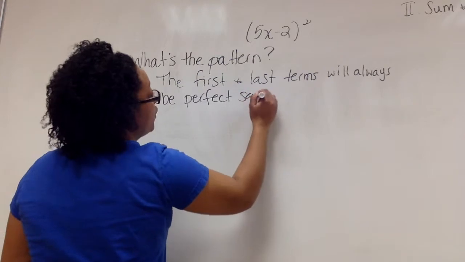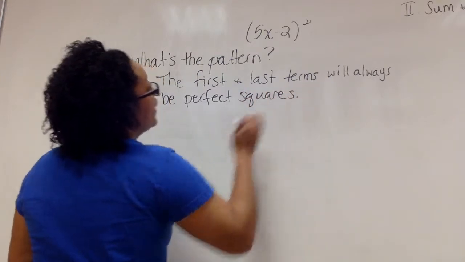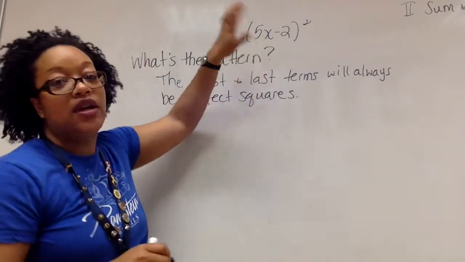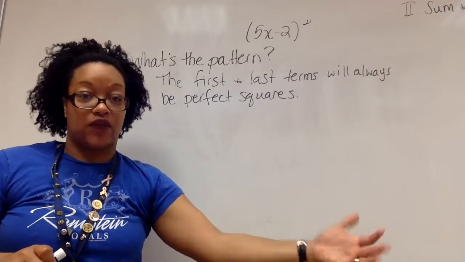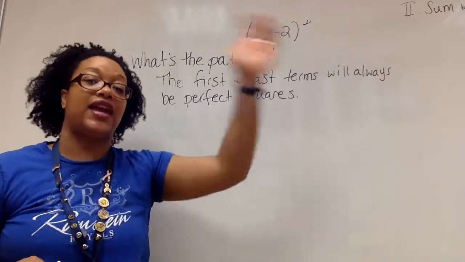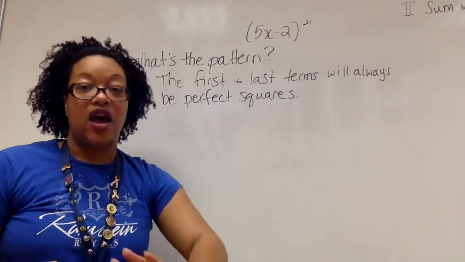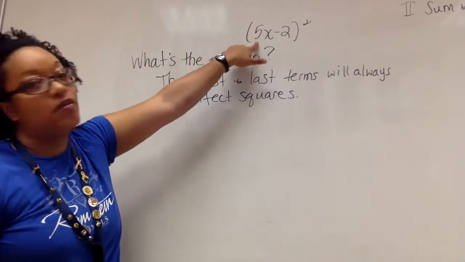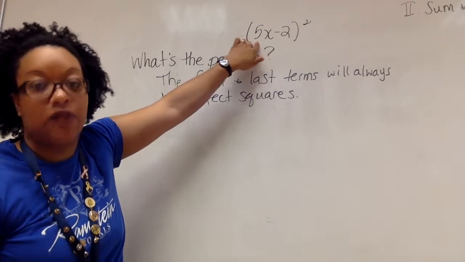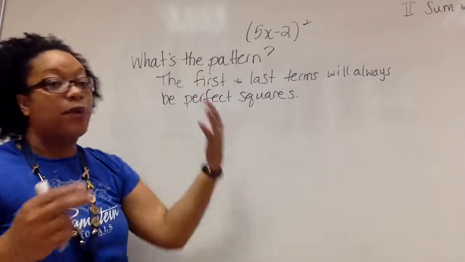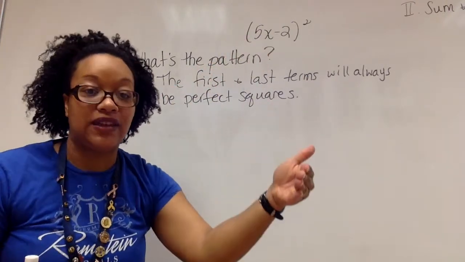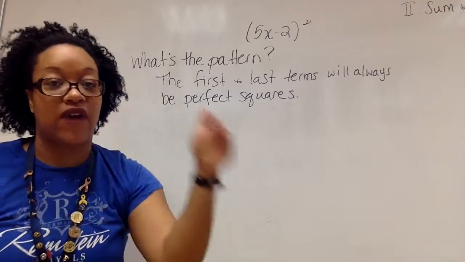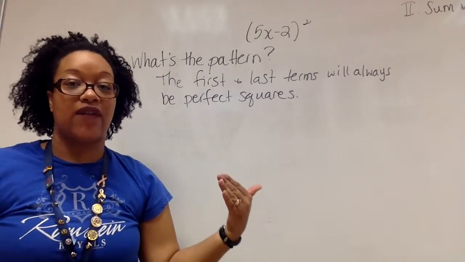If you don't know what a perfect square is, that just means you're taking a number and multiplying it to itself. So it's 5 times 5, 3 times 3, 8 times 8, 10 times 10. All right? The first and last terms. So if the first term here, this is letter B, I just left it up here, is 5x, then the perfect square would be 25x squared. 5x times 5x is 25x squared.